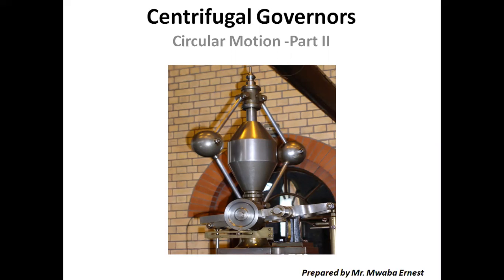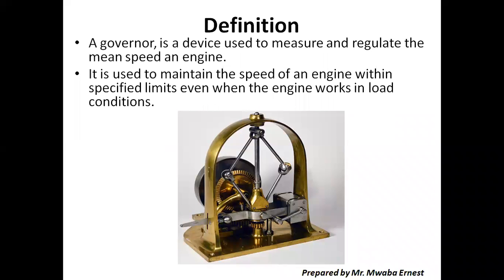in the past. So a centrifugal governor is simply, or rather a governor generally, a device that we use to measure or regulate the mean speed of an engine. Meaning that even if you may go through different terrains where maybe you're going uphill, there's a load, we want the speed of that engine to be maintained constant. So how do you do that? It's by use of this mechanism, which is a centrifugal governor.